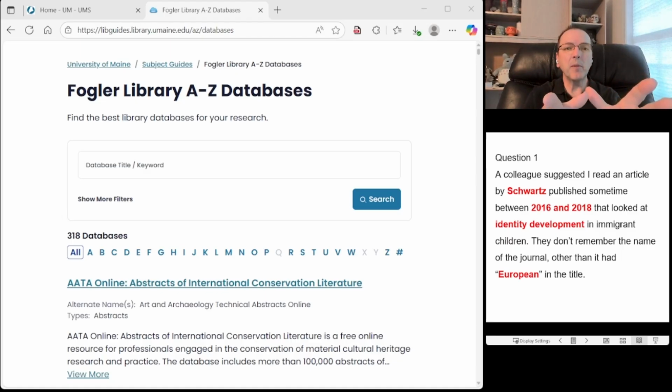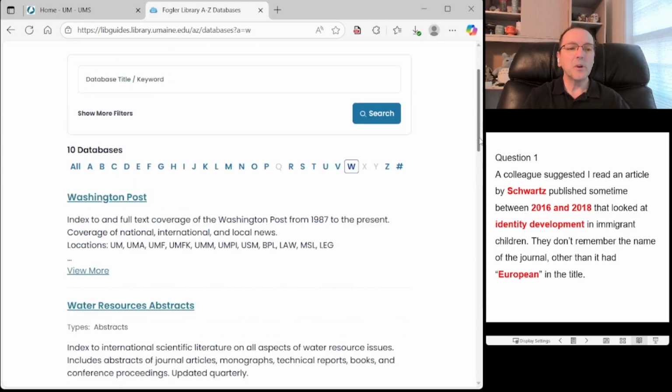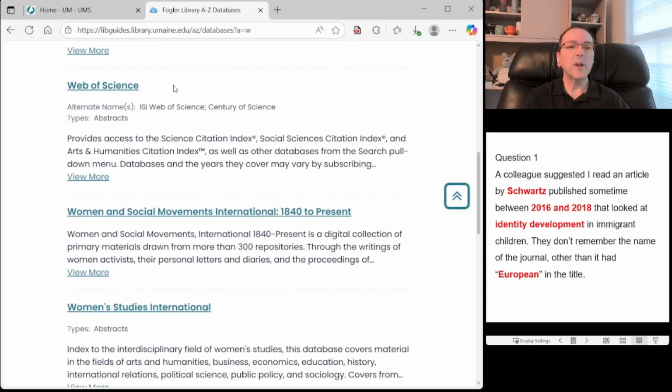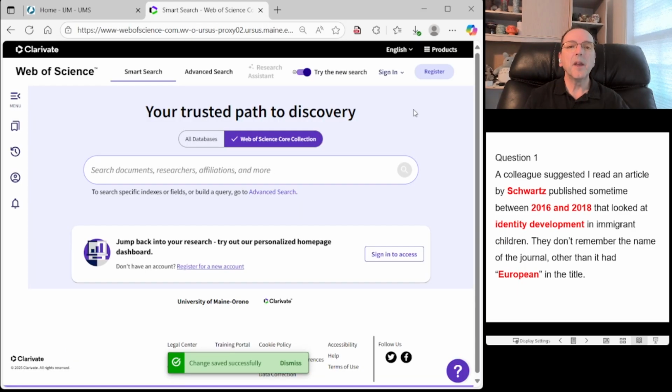Okay, so let's get started with question number one, finding a specific article. You'll see I've already opened up my browser to Fogler Library, and I'm in the databases section, and we want to find Web of Science to do question number one. So I go to W. Let's scroll down to Web of Science. There we are. So here we are in Web of Science.